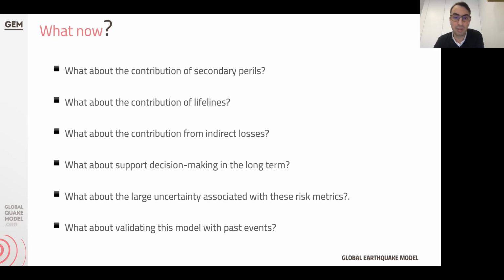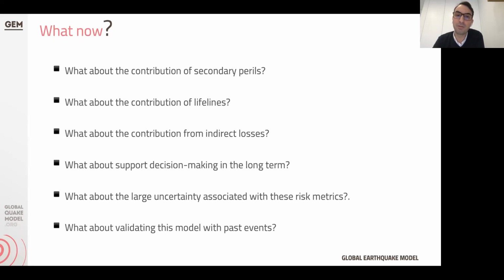What about lifelines and critical facilities? What about the contribution from business interruption, which quite often, mostly in developed countries, can be way higher than the direct losses? Also, how can we make sure that these results can be used for decision making in the long term? So not just for today, but actually trying to understand how this can affect the future. What about the large uncertainty that we have in these risk metrics?